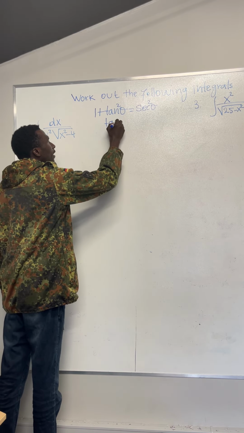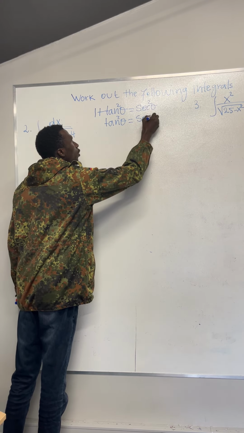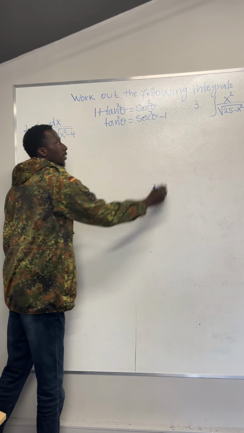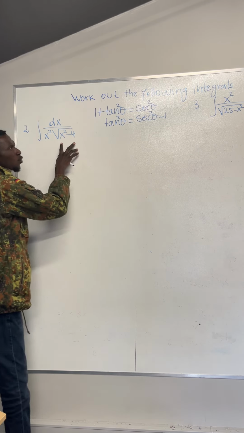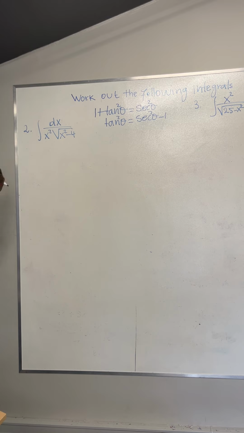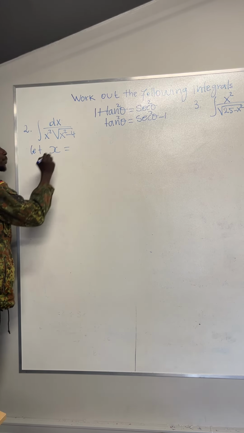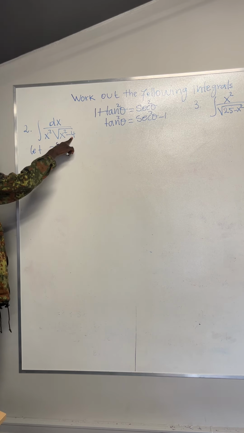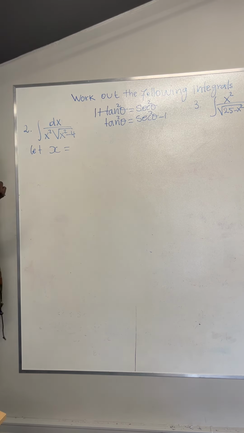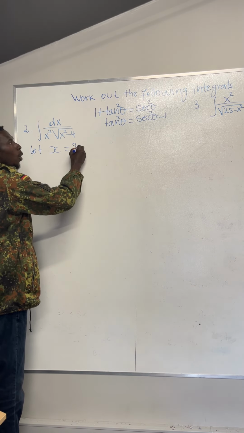Can we solve this in terms of tan? So tan squared theta is gonna be sec squared theta minus 1. Can you see this? It looks quite the same, right? So now that means we're gonna let x be, this is the number, it's 4. What is the square root of 4? We know it's 2.